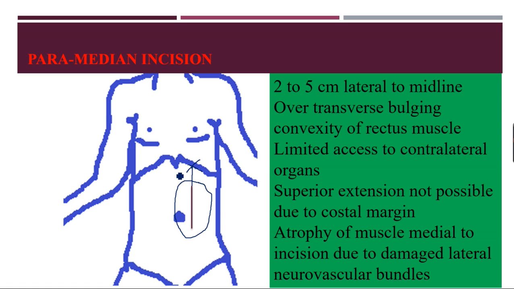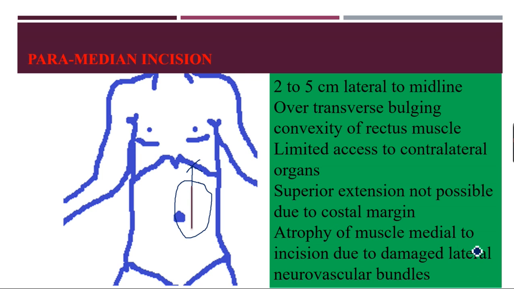Whereas in case of midline, you can see we can go up to this place also, and if required, and if we are joining it, the sternum is here, right? So midline, yes, superior extension is easily possible, but in paramedian incision usually not possible due to presence of costal margin.